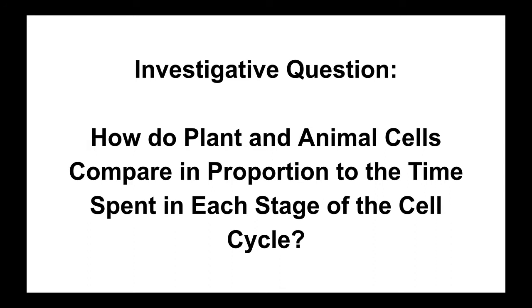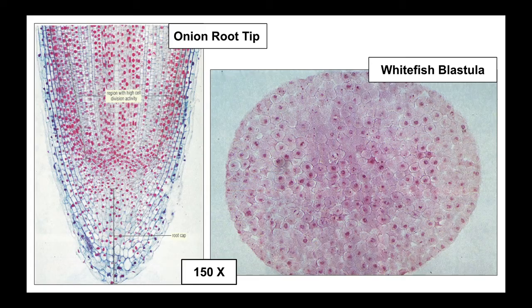So you're going to be looking at some slides. I'll talk about that shortly. But basically, it looks like this. On the left-hand side, you have an onion root. And on the right-hand side, you have a whitefish blastula. That's a word that's probably new to you.